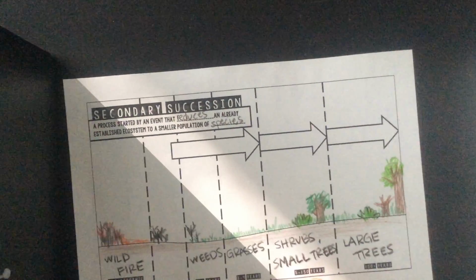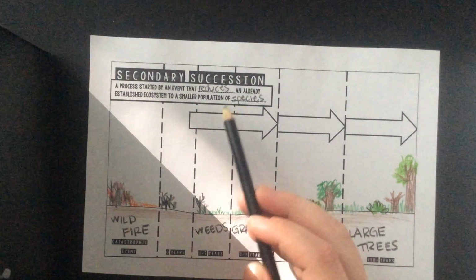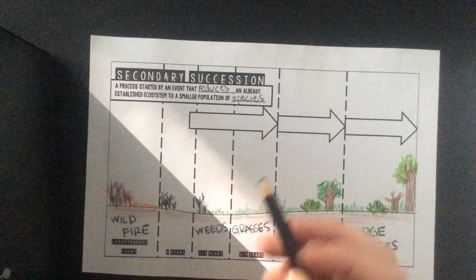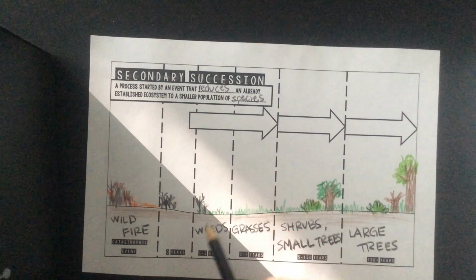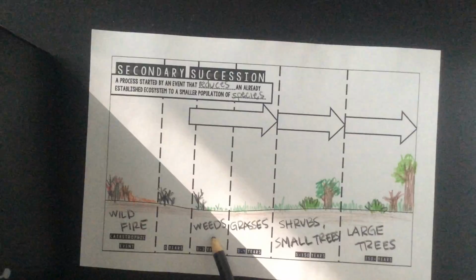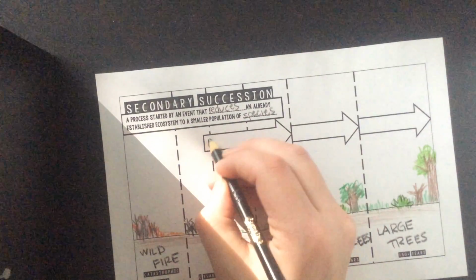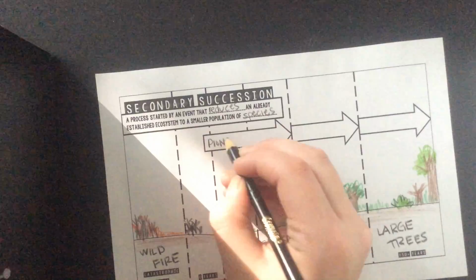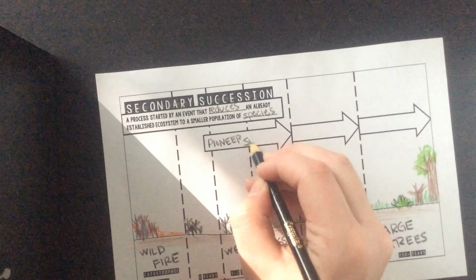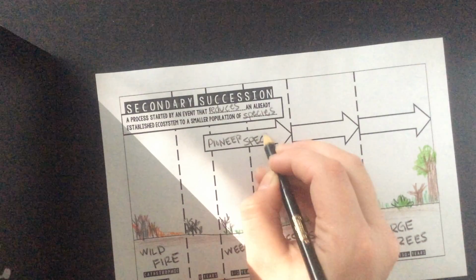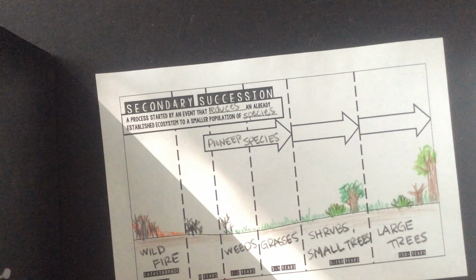Okay, make sure you have all your drawings, and then we're going to come back through here and we're going to label our vocab words. So just like before with primary succession, in secondary succession, the very first things that start to grow here, like weeds and grass, are what we call pioneer species. So they're the first living thing in the area, the pioneers.